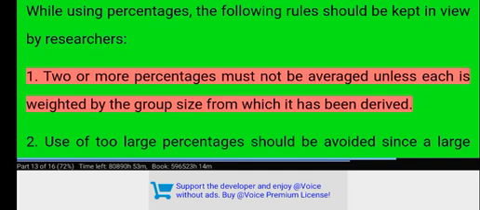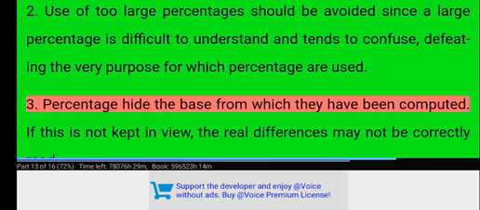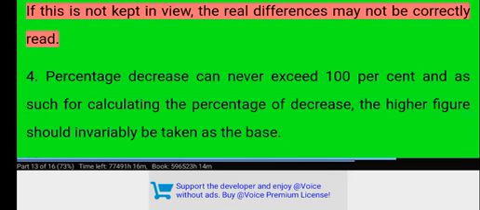1. Two or more percentages must not be averaged unless each is weighted by the group size from which it has been derived. 2. Use of too large percentages should be avoided, since a large percentage is difficult to understand and tends to confuse, defeating the very purpose for which percentages are used. 3. Percentages hide the base from which they have been computed. If this is not kept in view, the real differences may not be correctly read.